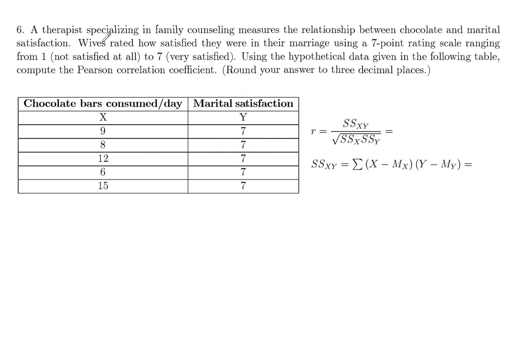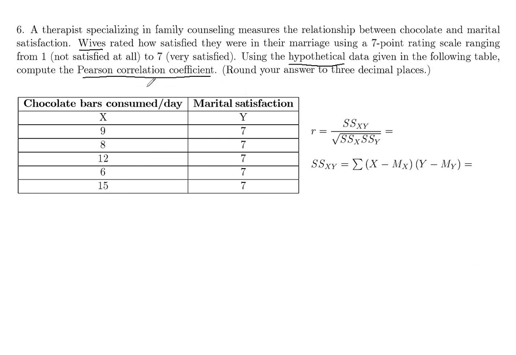So the setting here is that we've got a therapist that does family counseling, and she's measuring the relationship between chocolate and marital satisfaction. See, maybe chocolate will help your marriage. And so the wives here rated how satisfied they were in their marriage on this 7-point scale, and the X variable was based on chocolate bars consumed per day. So using this, again, hypothetical data, let's find the Pearson correlation coefficient.